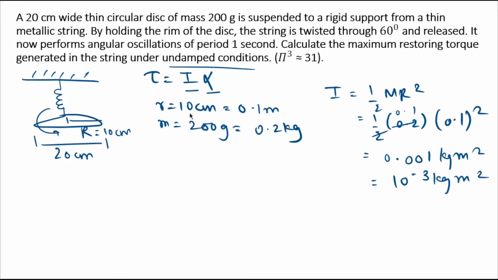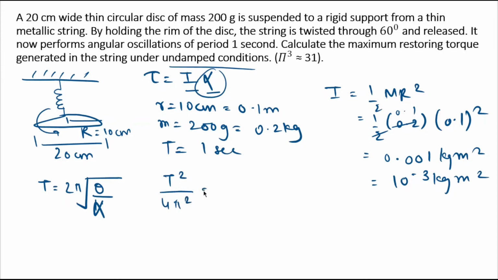Now they have also given us the time period for the angular oscillation to be T equal to 1 second, and we need to calculate alpha also. In order to calculate alpha, we have the time period T equal to 2 pi root under theta by alpha. If you wonder how this formula came for the time period, when an object performs angular oscillation, its time period is given by this expression, where theta is the angular displacement and alpha is the angular acceleration. From this we can calculate alpha: squaring on both sides gives T square upon 4 pi square equal to theta by alpha, which implies alpha will be theta into 4 pi square upon T square. Now let's put all the values here.